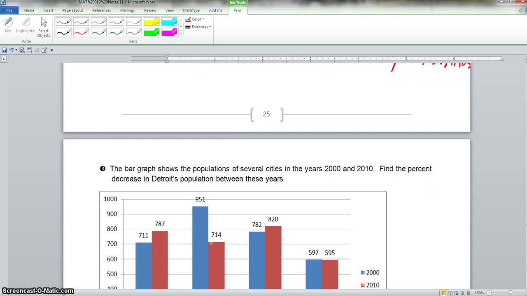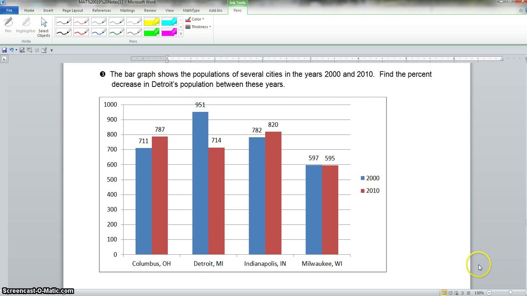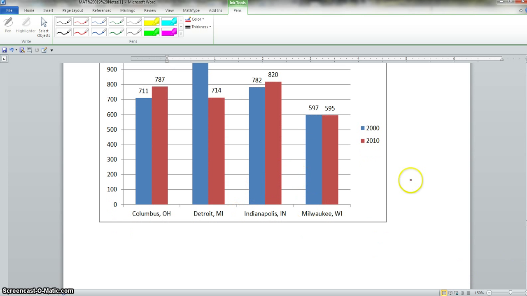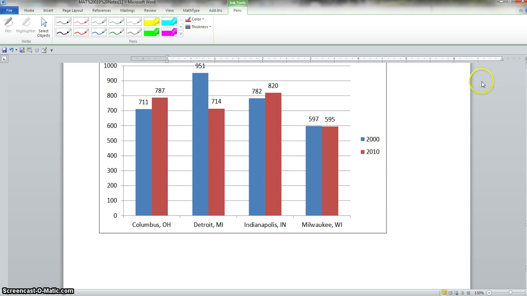Now we go here to page 26. The bar graph shows the populations of several cities in the years 2000 and 2010. Find the percent decrease in Detroit's population between these years. Okay, now we look here. These are the years between 2000 and 2010. Detroit's population started off at 951, and it ended up in 2010 at 714.